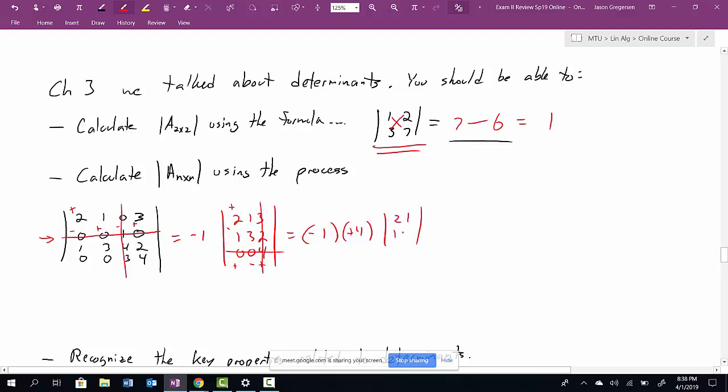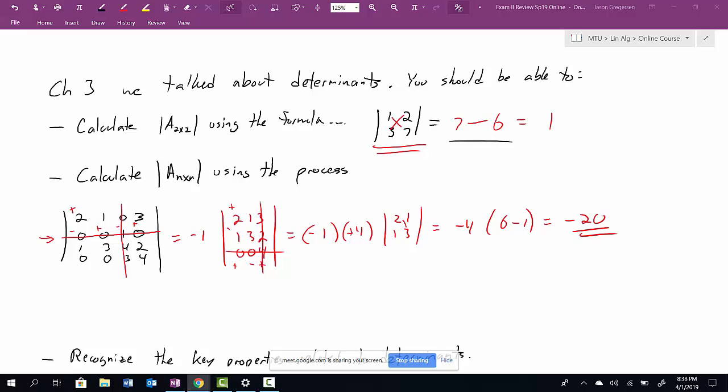So I have 2, 1, 1, 3. So this is negative 4 times 6 minus 1. Negative 4 times 5 is negative 20. That should be my value. Any questions about calculating that determinant? That's one of those mechanical processes you just got to get down, right? Just got to do a bunch of determinant problems. Any questions there? Expanding down rows and columns.